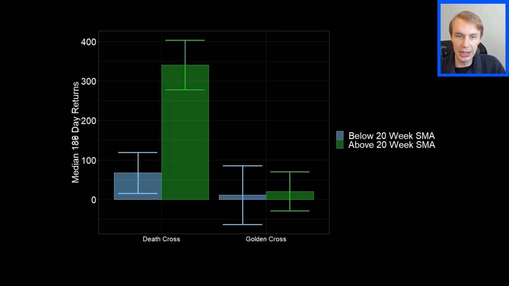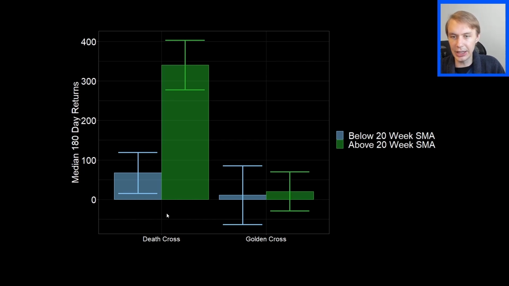So here is the median 180-day returns following a golden cross or a death cross, and then broken down also about whether or not that golden cross or death cross happened below the 20-week SMA, so when price is below the 20-week SMA, or when price was above the 20-week SMA. And the reason that we care about this is that if you're below the 20-week SMA, that's probably a more bearish time in the market. Whereas if you're above the 20-week SMA, that might be a more bullish time. So it's a contextual factor. Is the market bullish or bearish overall when these signals are flashing?